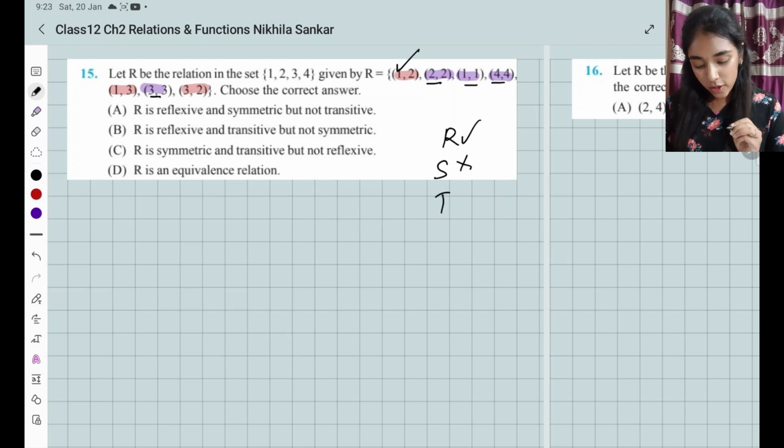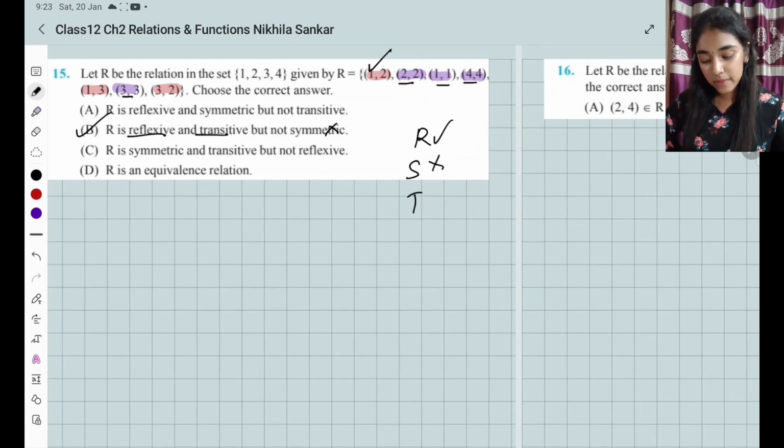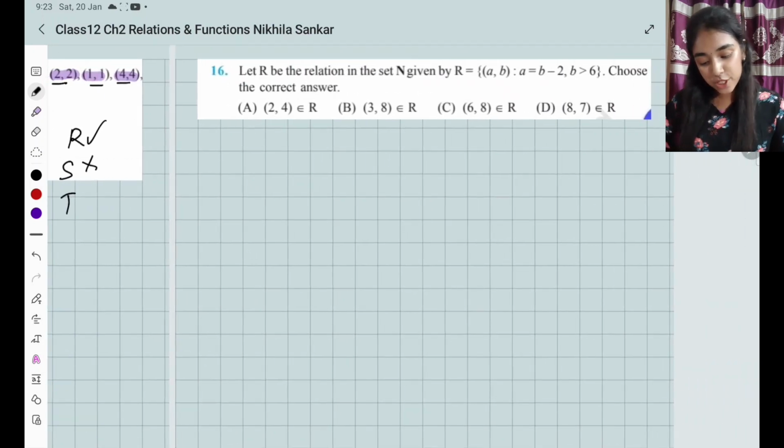So you have all these are going to be reflexive options. 1, 1, 2, 2, 3, 3, 4, 4 la reflexive. Transitive I have marked in orange color. So in the option, it is going to be reflexive and transitive but not symmetric. So it is going to be option B. Punjada, please copy.